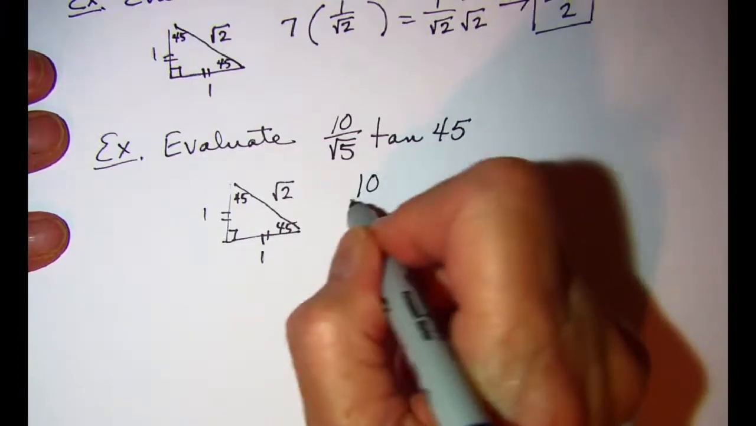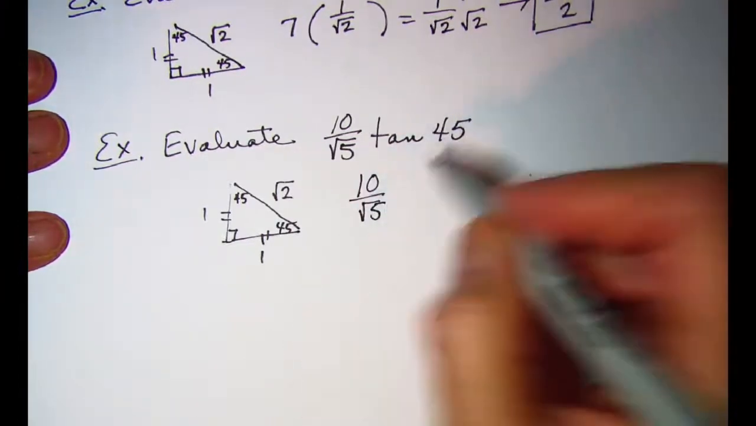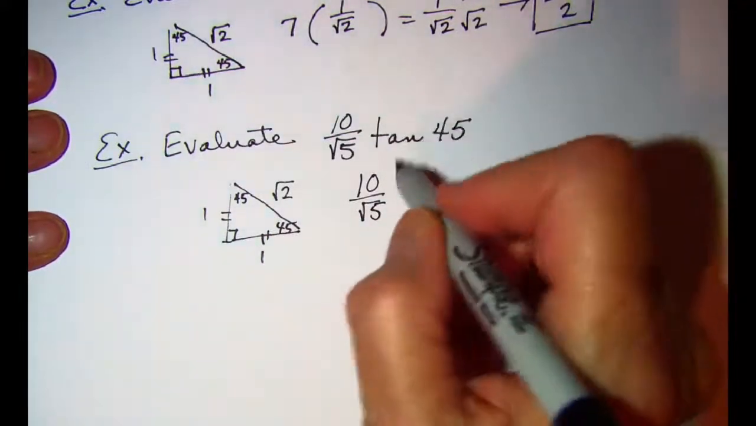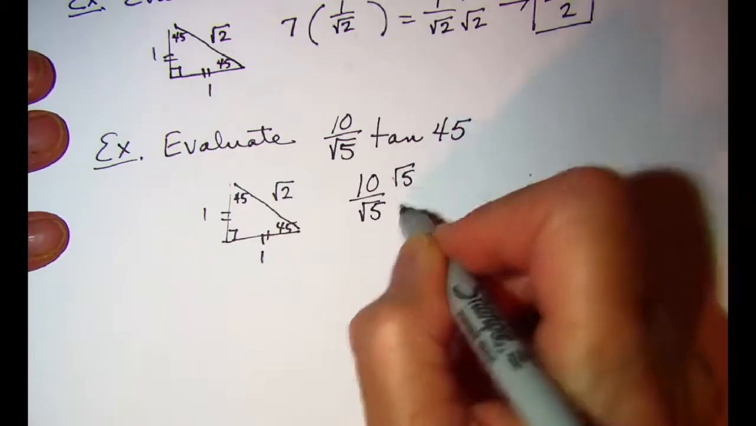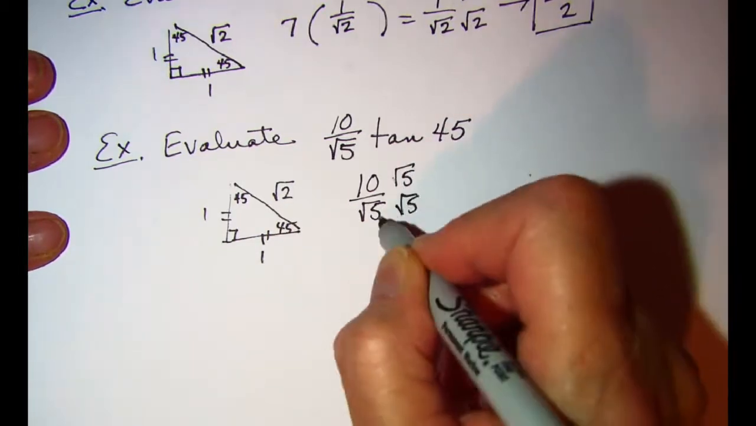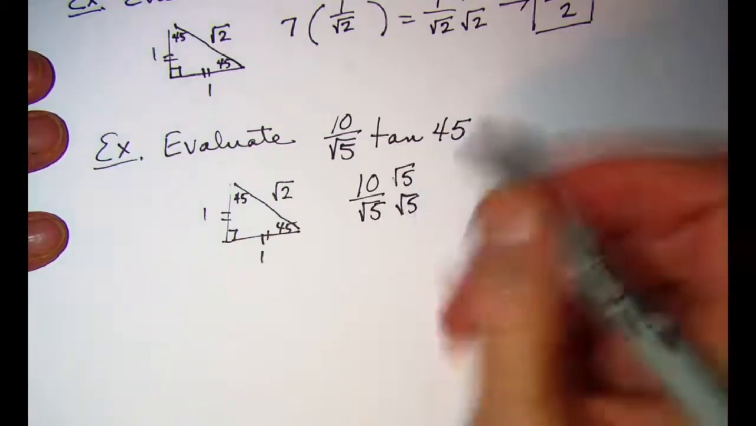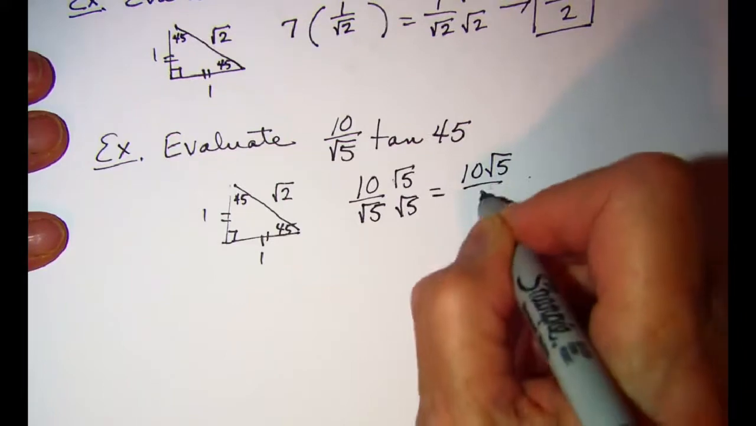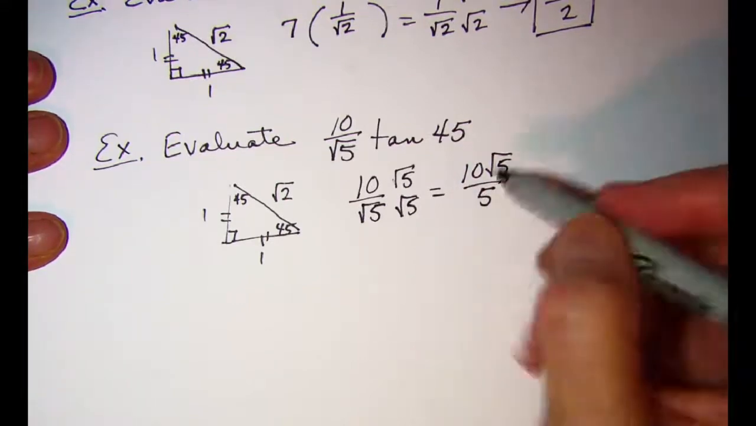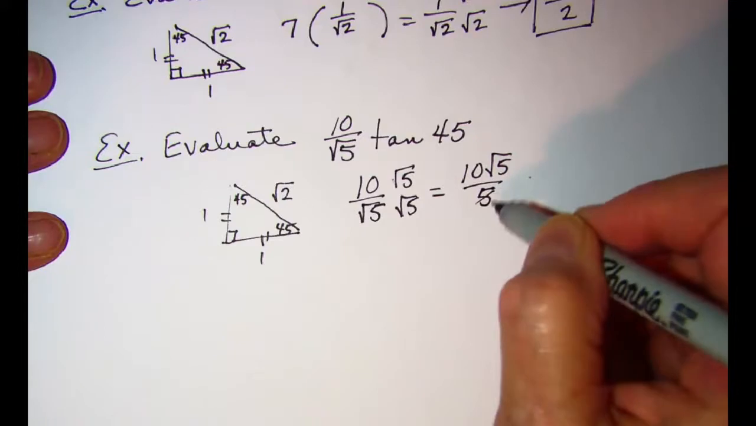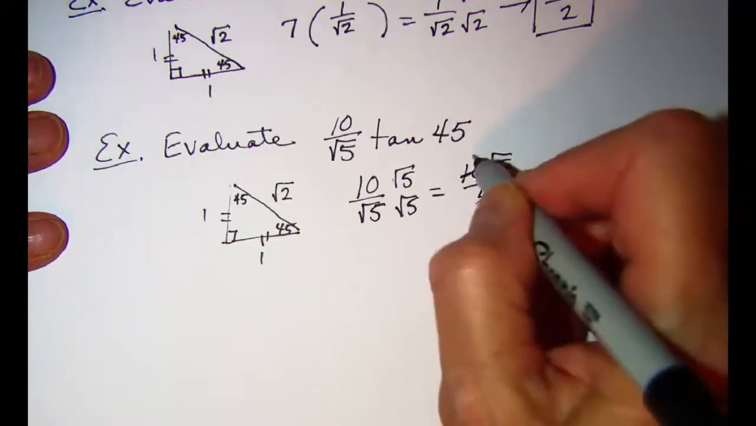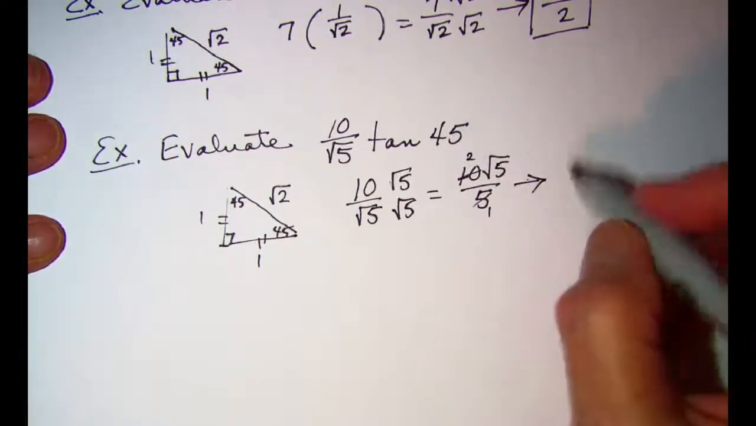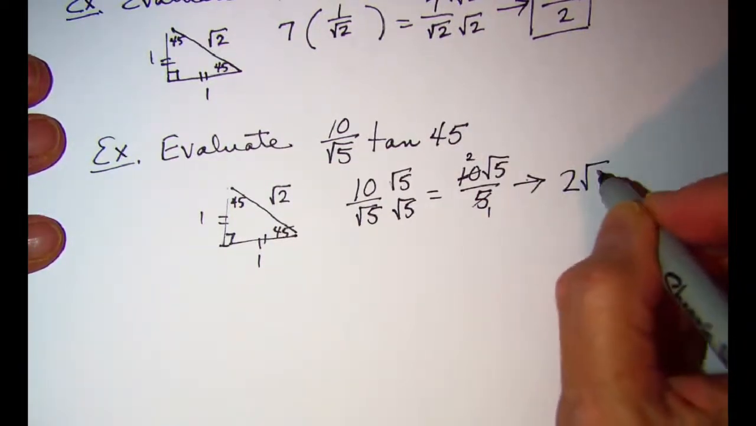So I have 10 over root 5 multiplied by 1, which is just 10 over root 5. Then I need to rationalize my denominator by multiplying top and bottom by that denominator. And I get 10 root 5 over 5. Now I can simplify here, divide both of these by 5, and I see that this expression is equal to 2 times the square root of 5.